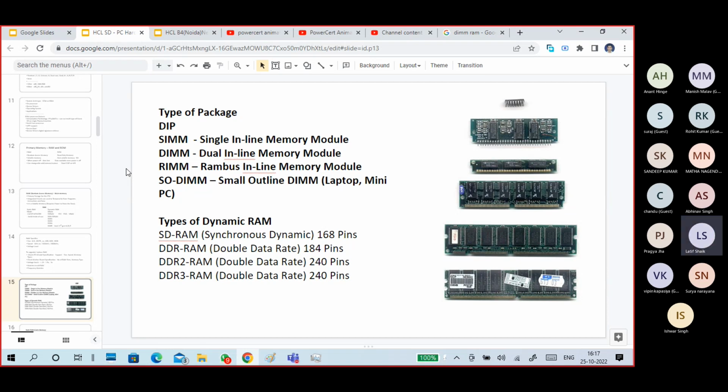Guys, remember, if a motherboard is suitable for DDR4, it is suitable for that particular RAM type only. If you want to put a DDR3 model or DDR5 model, it cannot fit.